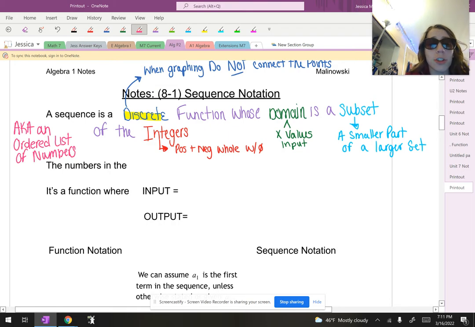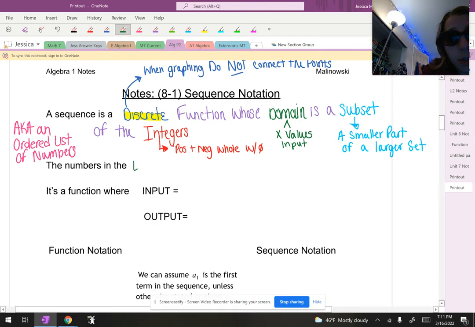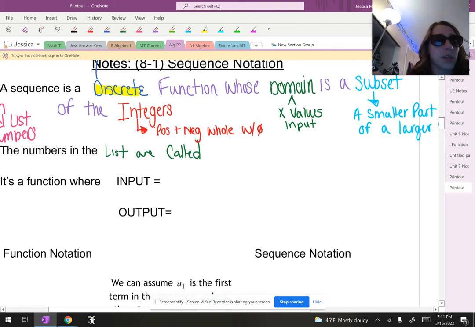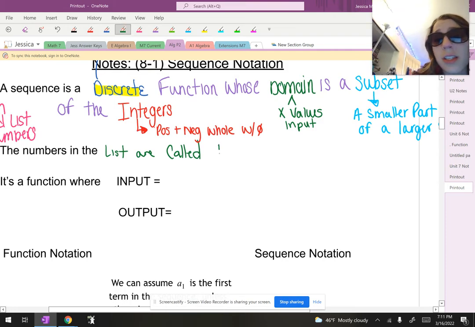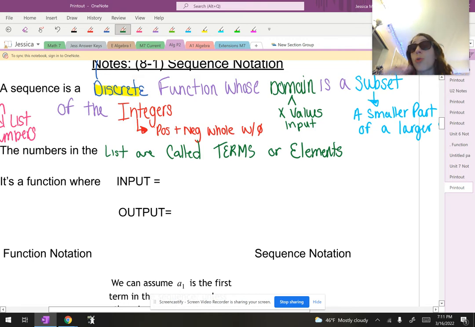So talking about a function. In these lists here, the numbers in the list have fancy names because gosh forbid we make things easy. The numbers in these lists are called terms, or you might hear elements. So if we're talking about the terms in a list or elements, same exact thing.